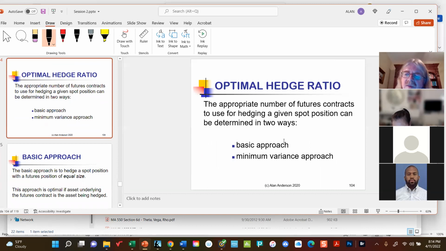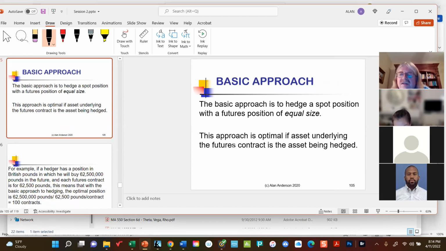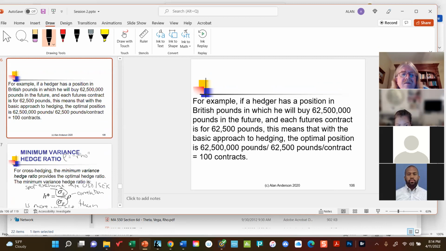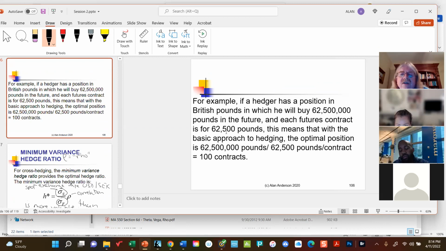So now the last remaining question is, how many contracts do we buy or sell? There are two approaches to doing this: the basic approach and the minimum variance approach. The basic approach says, listen, let's say your exposure to Swedish krona is $1 million worth of krona. Then you would buy futures contracts worth $1 million, end of story. If you're talking about pounds, for example, if you are going to buy 62,500,000 pounds in the future, we know that each contract is written on 62,500 pounds, then it would make sense that you buy 1,000 contracts.